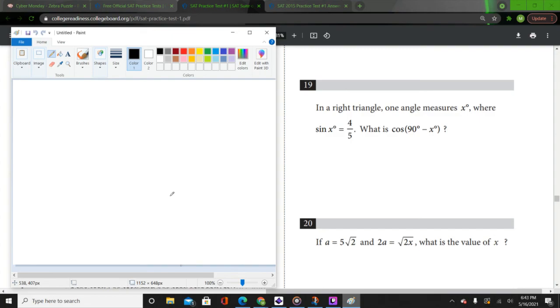But yeah, so right triangle. I do believe that cosine of 90 minus x is equal to sine of x. So what we could do is we could try to solve. Yeah, I'm assuming it's the same thing. I'm assuming it's just 4/5. I believe that's actually the answer. Yeah, the answer is 4/5.